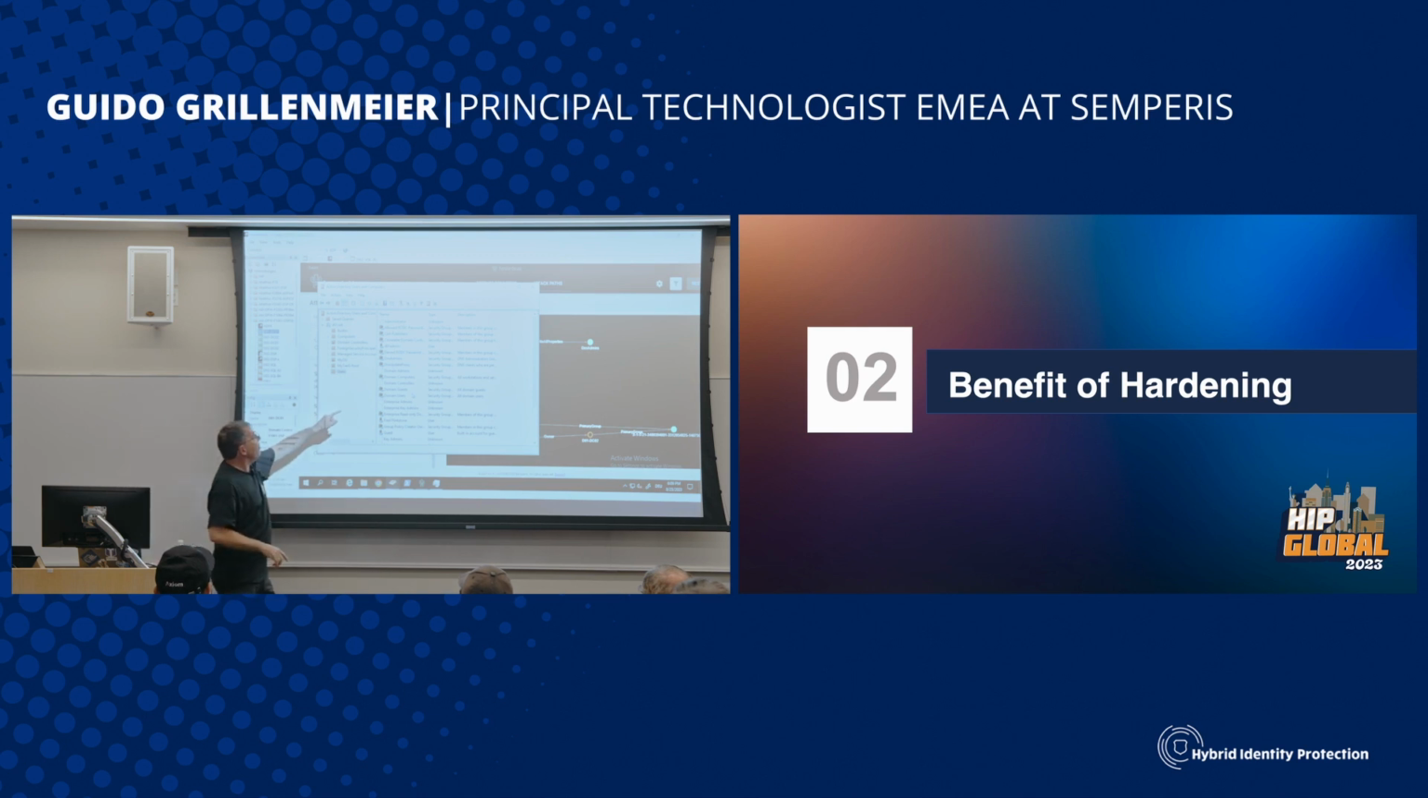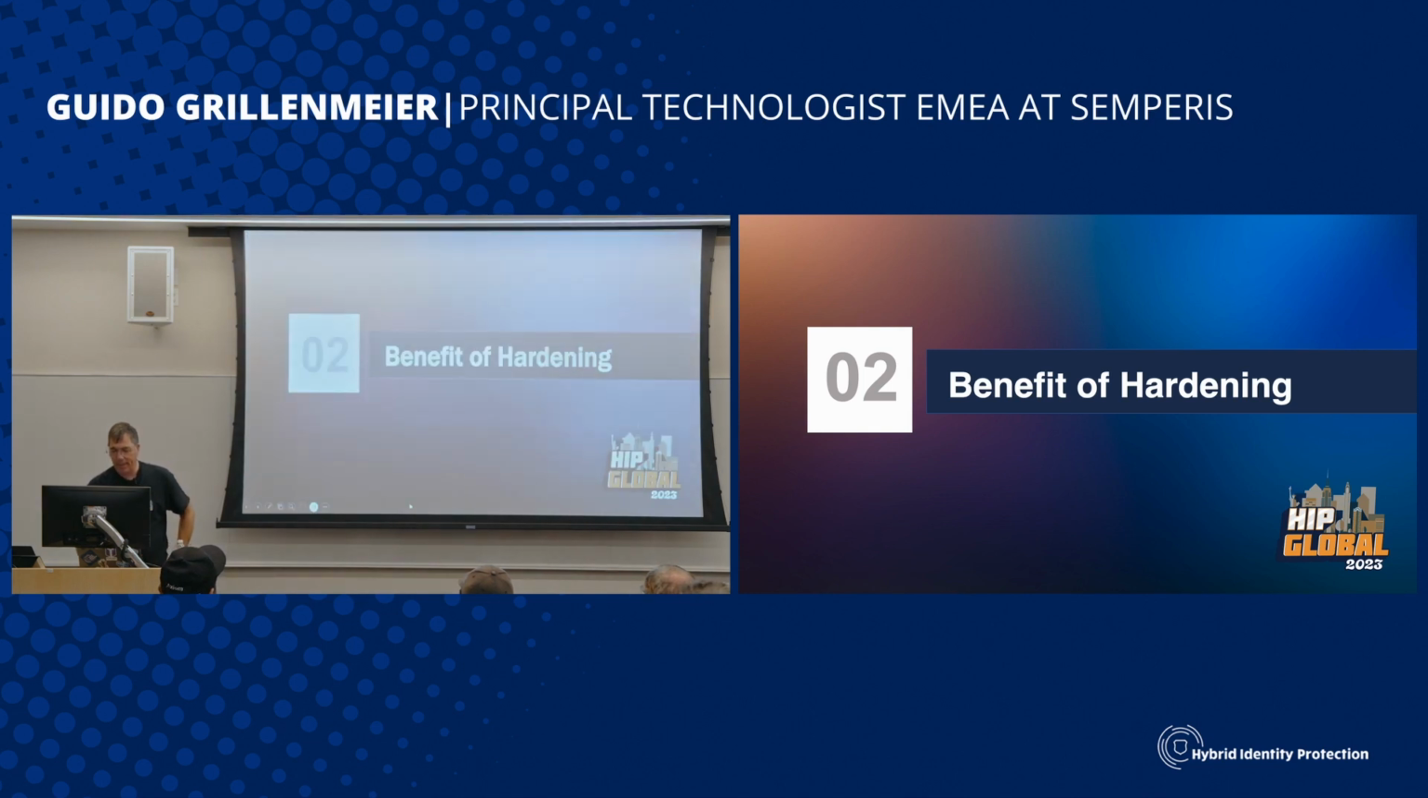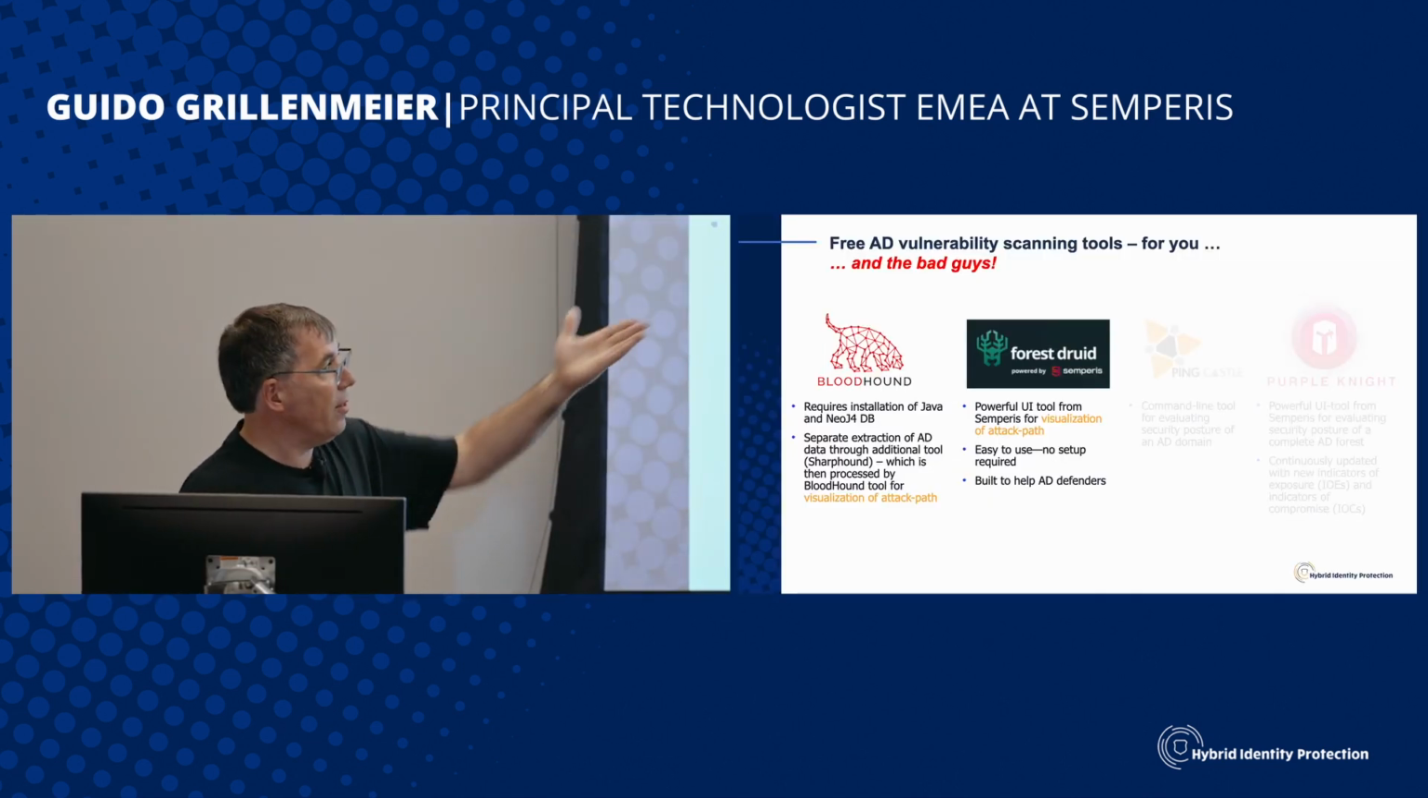Now that doesn't mean that you couldn't do the same protection, like take away authenticated users from some of those other relevant objects, like DNS admins and others, that you'd also want to protect from the bad guys. And Forest Druid basically helps you to understand what is actually visible or not. So that's just a quick view into that. So basically, we've just gone through this.